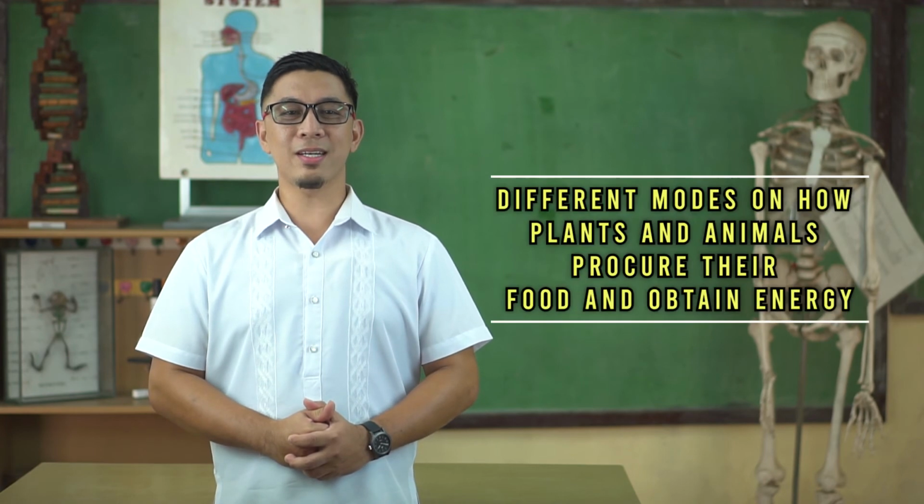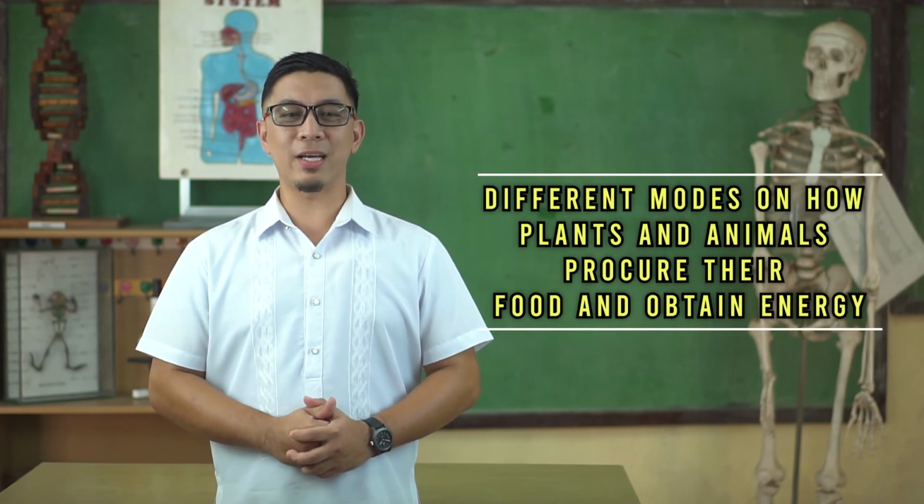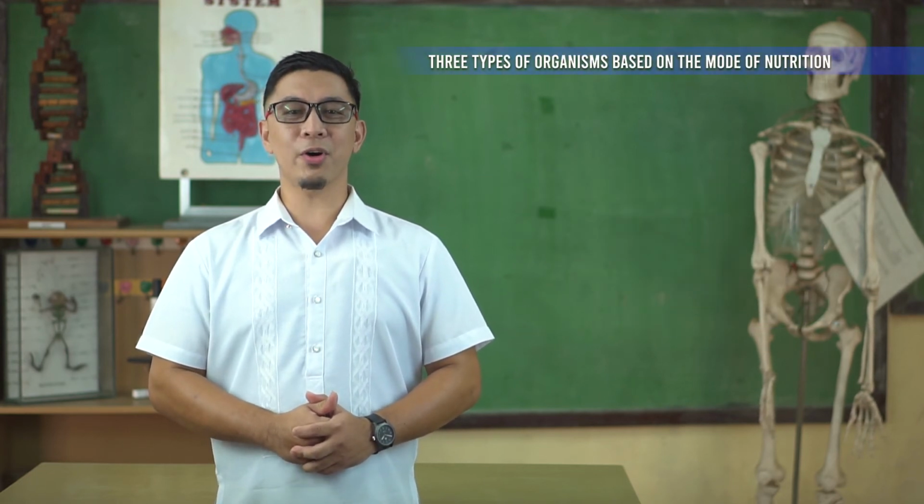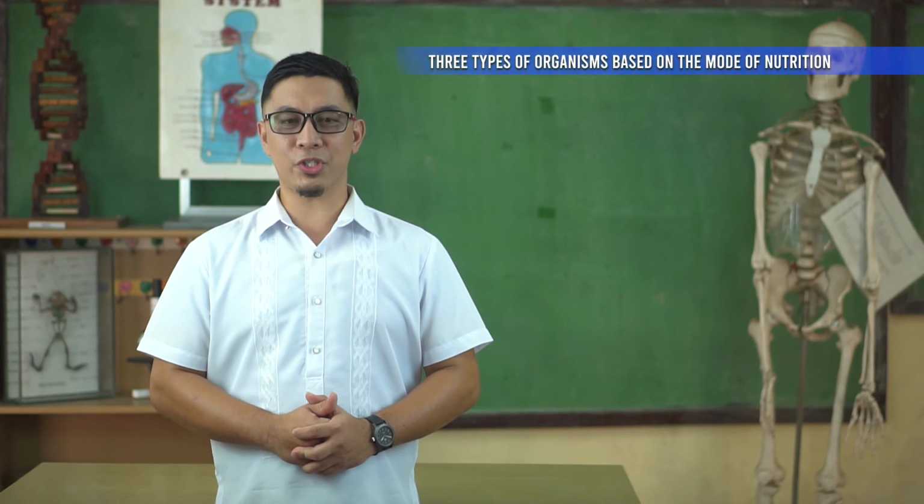In this episode of Agham Alam Hub, we discuss the different modes on how plants and animals procure their food and obtain energy. Generally, there are 3 types of organisms based on the mode of nutrition.